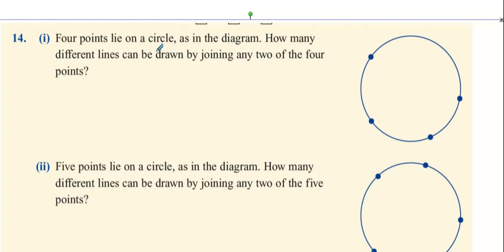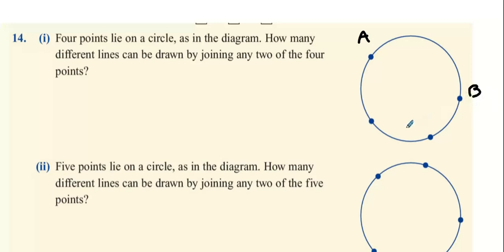Now, 4 points lie on a circle as in the diagram. How many different lines can be drawn by drawing any two of the 4 points? Okay, I'm just going to label them A, B, C, and D. Everybody got that? Now, here's the way I do this. How many choices do you have for the first point? You have 4 points to choose from, don't you? And once you choose one of the points, how many points do you have to choose from for the second point? 3. What's 4 times 3? 12. Let's see if I'm right.